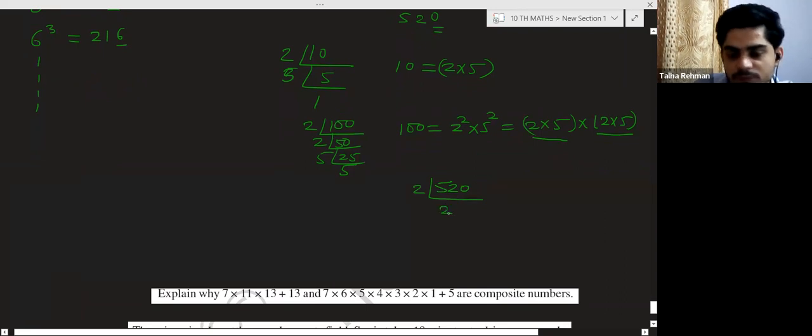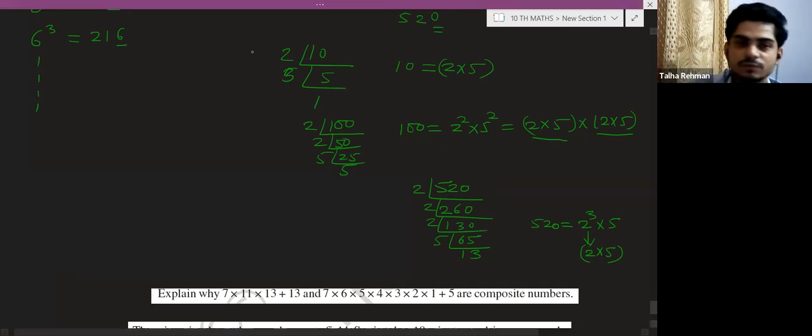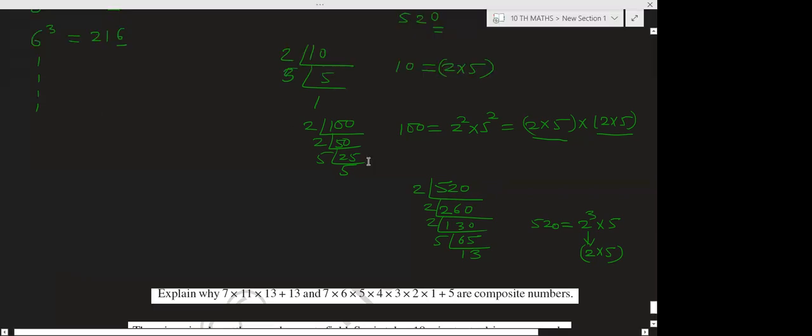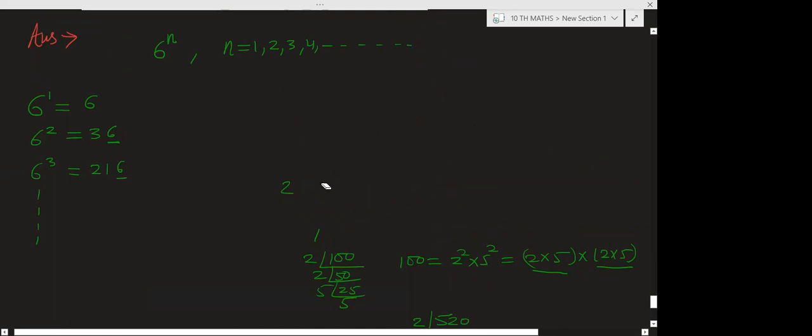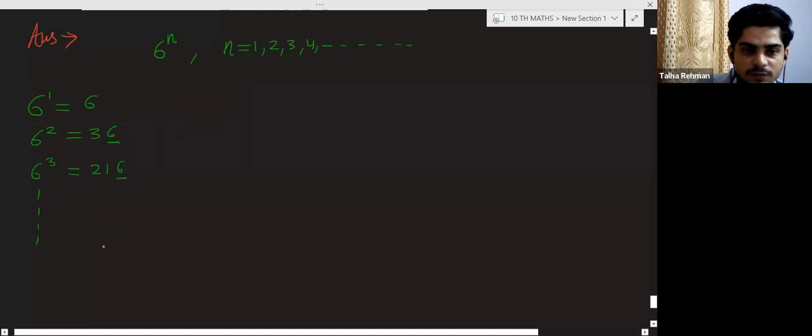These are just examples. 2 cube into 5: how many pairs of 2 and 5 does it contain? Only one pair. We will take one 2 from here and one 5 from here. Means this number contains one pair of 2 and 5, so it is ending with one 0. So it means that you can write here a note.